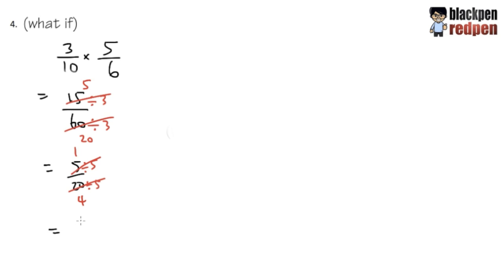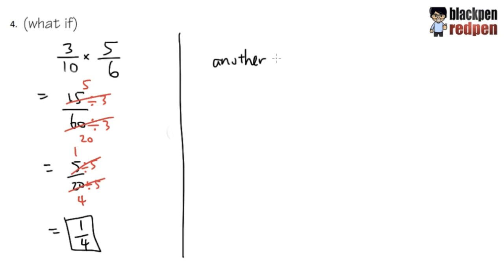Finally, the answer will be 1 over 4, and that's the answer when we multiply 3 over 10 by 5 over 6. As you can see, we multiply first and then we reduce, right? There's another way we can do it. Let me just write this down. This is just another approach. Instead of multiplying first and then reducing, we can also reduce first and then multiply. And let me demonstrate that right here real quick.